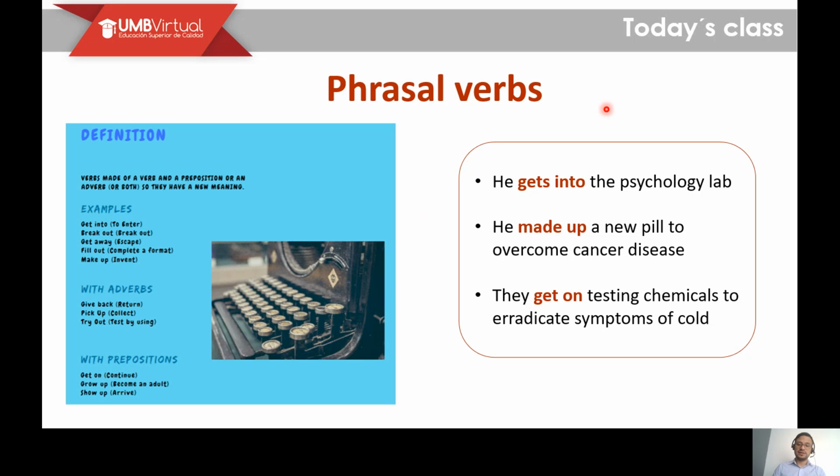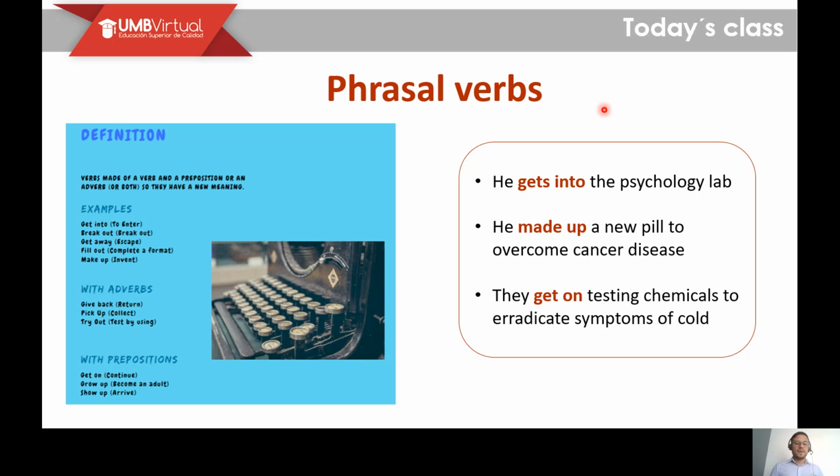Let's continue with phrasal verbs. The phrasal verbs are made of a verb and a preposition or an adverb or both sometimes. So it is a set of words next to a verb, so they have a new meaning. Get into: get is the verb, into the preposition, get into, to enter. Break out is to break out. Get away, it is like to escape. To fill out, it's like to complete the form. Or make up, it's to invent.